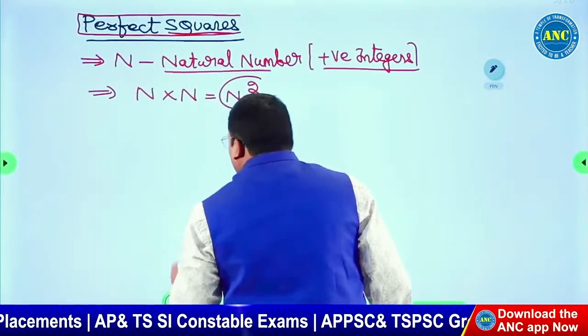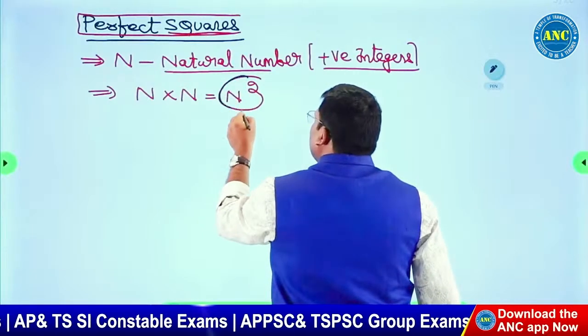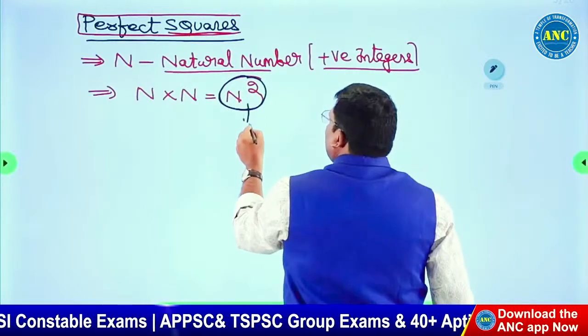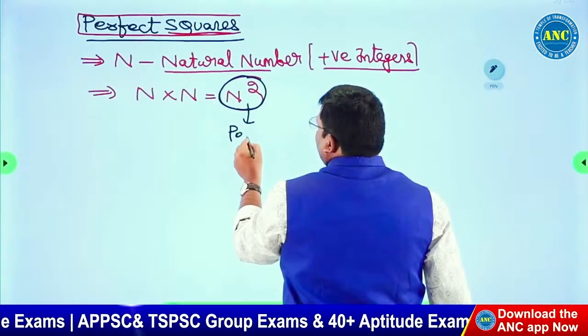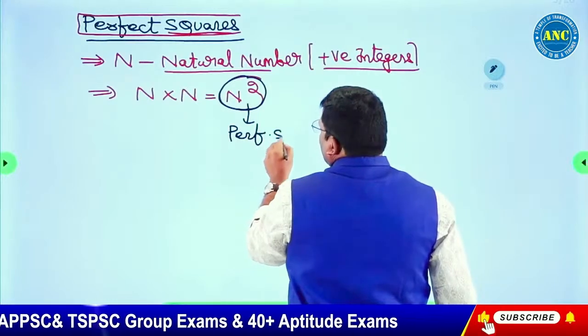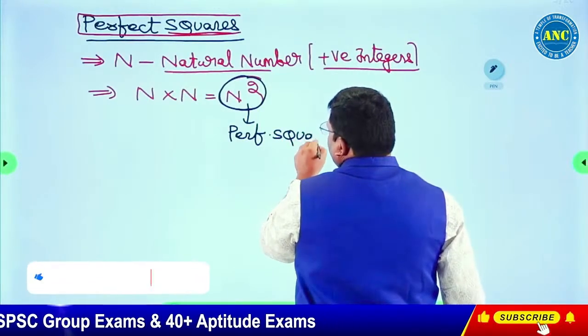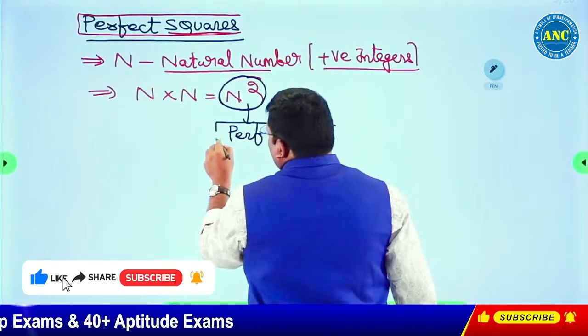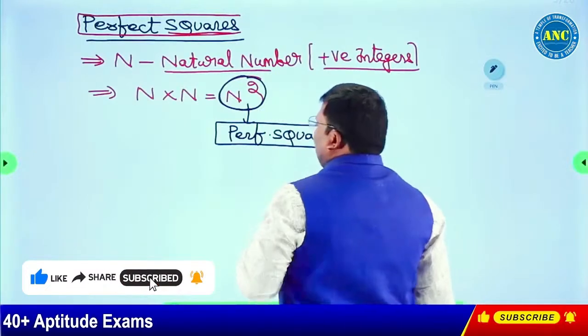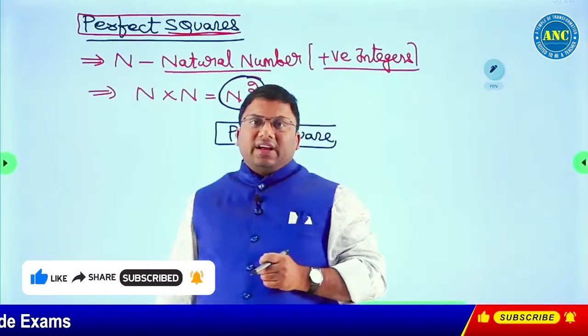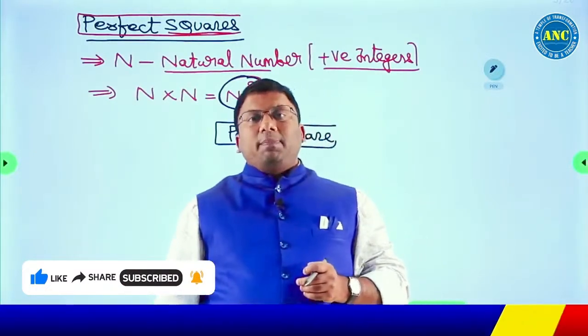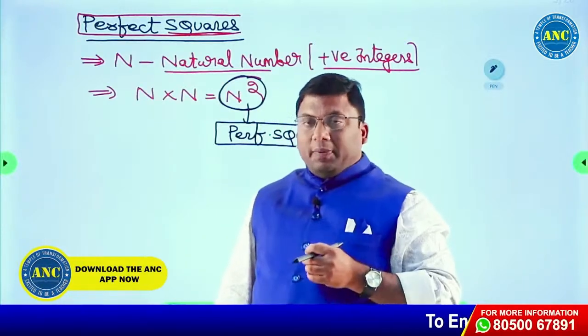There are some important properties with respect to a perfect square. n square is said to be a perfect square. Any number multiplied by itself, whatever the answer I get, that answer is said to be a perfect square. I hope it is clear.